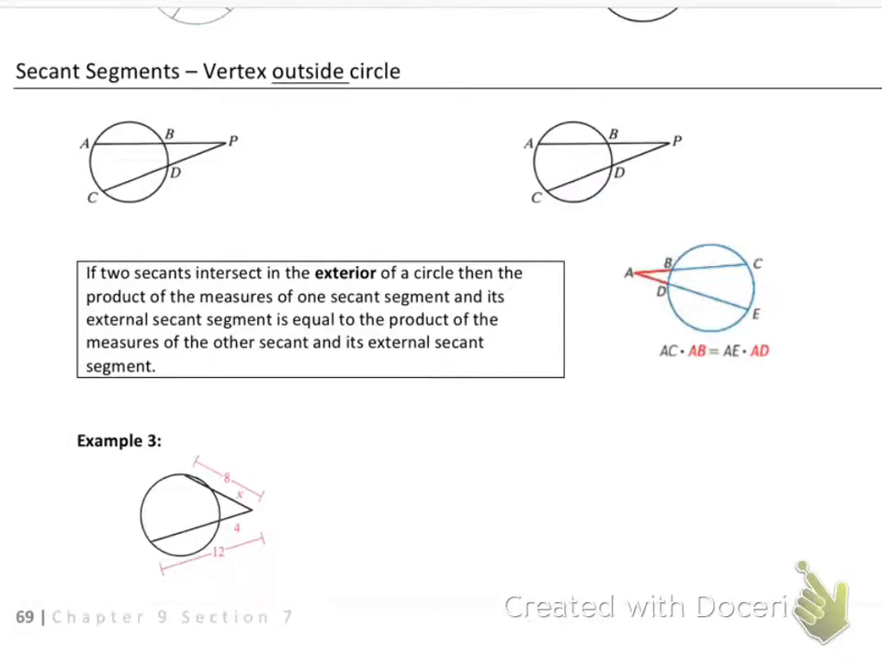Okay, the next one is what happens if I have secant segments and they intersect outside of our circle? Well, they pretty much have to because they're secant segments. A secant hits twice, and they intersect on the outside. I want to put a little information down first, just so I can talk about the terminology. The first thing I'm going to do is scribble in this full line, and this full line here.